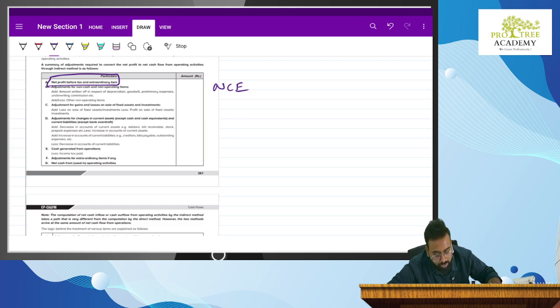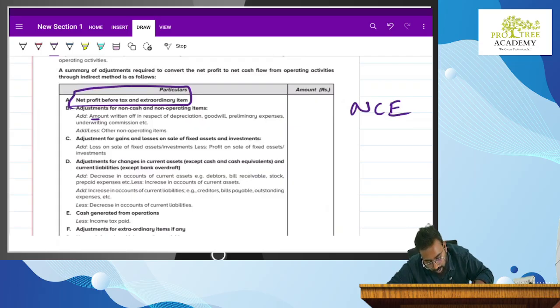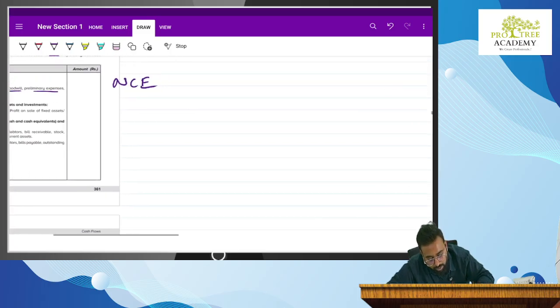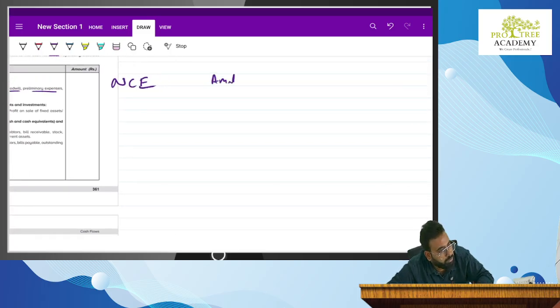Okay, everybody is understanding? So add amount written off in respect of depreciation, goodwill, preliminary expenses, underwriting commission, etc. Clear? So that means what, sir? Not only depreciation, your amortization, is it really a cash expense? Answer is no. Correct? Preliminary expenses, we have discussed what is preliminary expense. Whatever expenditure has happened before incorporating a company. So preliminary expenses will be usually written off over 5 years. Correct? Yes, it will be written off over 5 years.